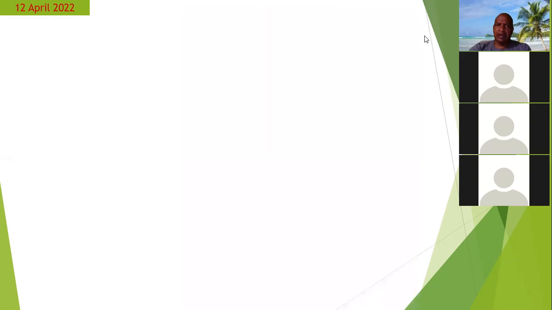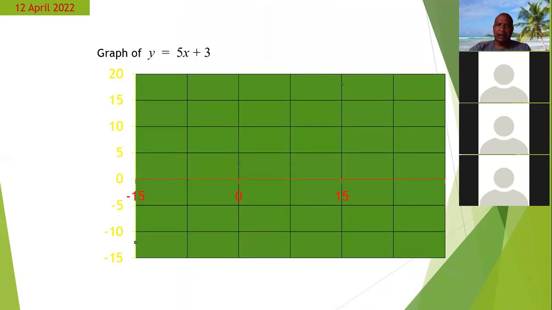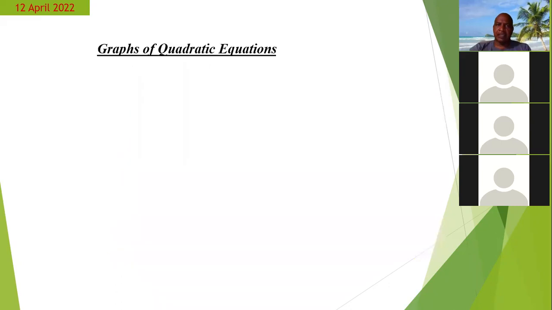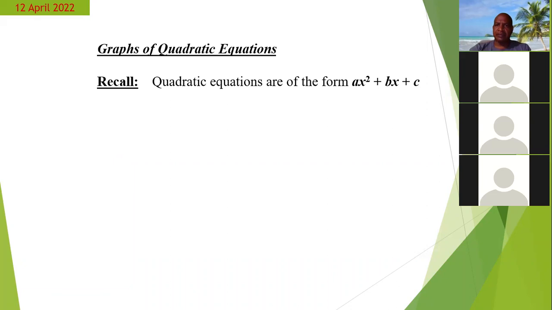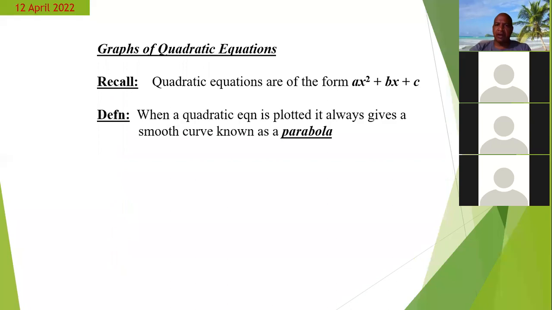All right, so our next slide here. This is another diagram of the same graph that we just drew. Now our next graph that we want to look at will be the quadratic graph. And so we are looking at quadratic equations. Now we would have met quadratic expressions before, but with quadratic equations, you'll have to have an equal sign.